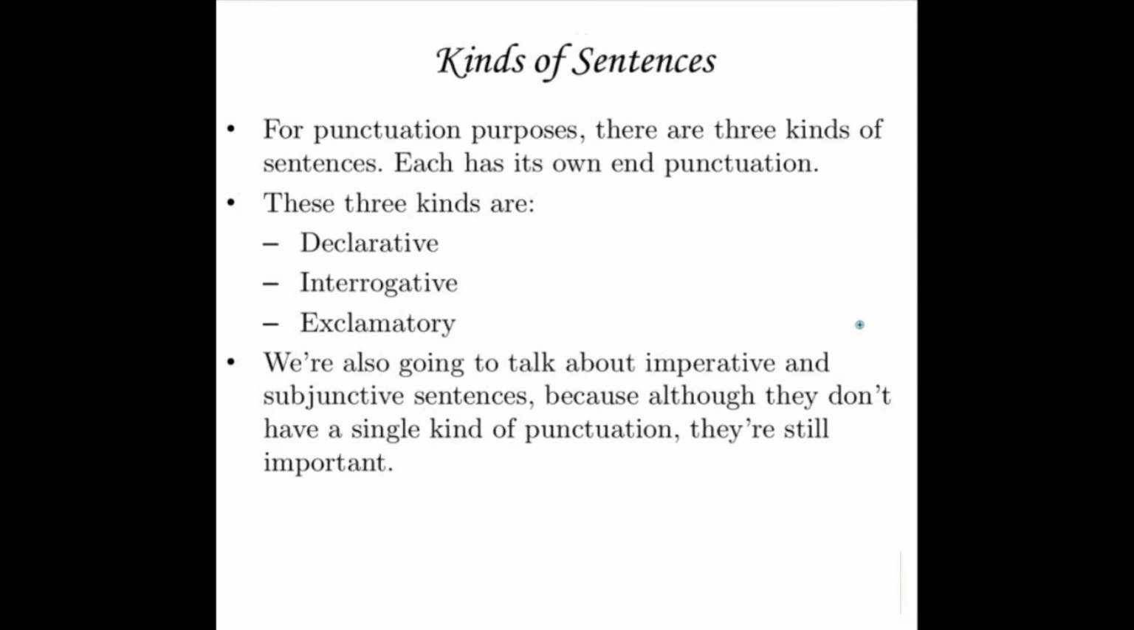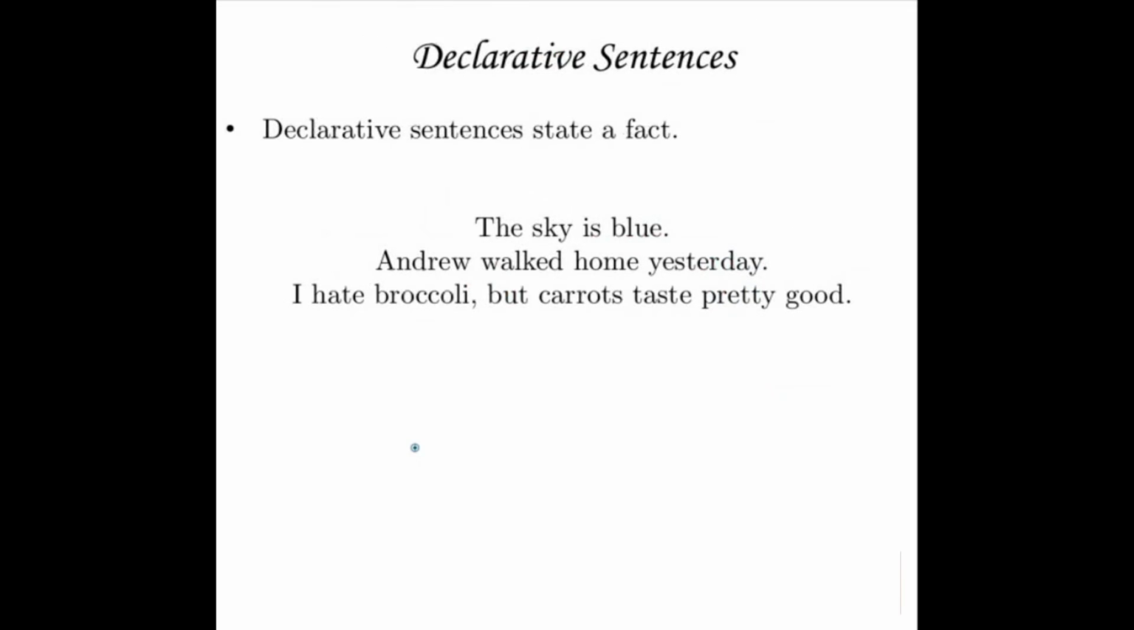All right, now we're going to look at a few kinds of sentences because some of them use certain types of punctuation exclusively. For punctuation purposes, there are 3 kinds of sentences. Each has its own end punctuation. These 3 kinds are declarative, interrogative, and exclamatory. Now, I know I talked about a couple of others just a minute ago. We'll get to them, but their punctuation can vary a little bit. So we're going to look at these 3 main kinds first. We're also going to talk about imperative sentences and subjunctive sentences because although they don't have a single kind of punctuation, they're still important.